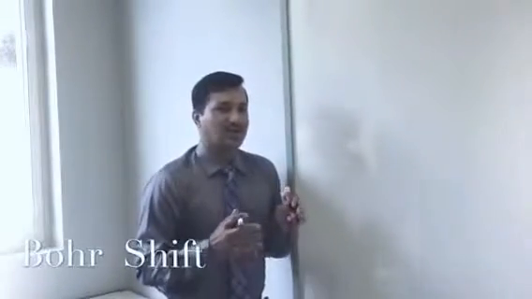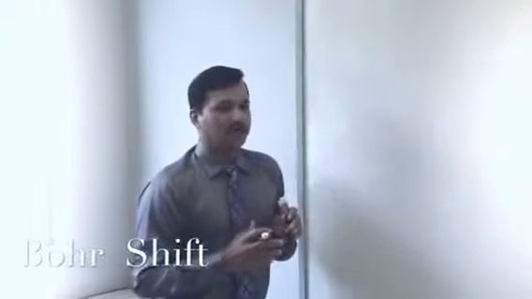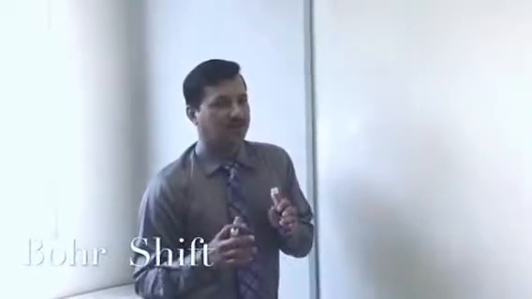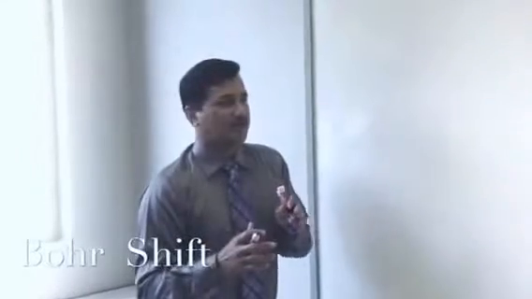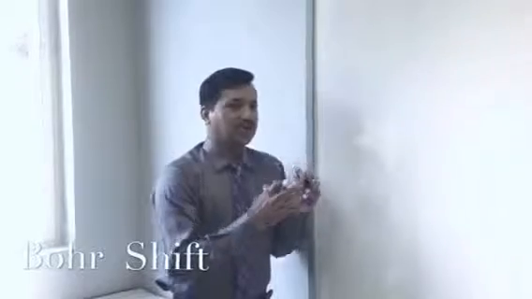Today I'm going to explain the Bohr shift. The Bohr shift explains how a hemoglobin molecule releases oxygen in peripheral tissue and how it binds to oxygen in the lungs. In doing so, the hemoglobin molecule carries protons and some amount of carbon dioxide from peripheral tissues, and releases protons and carbon dioxide in the lungs.